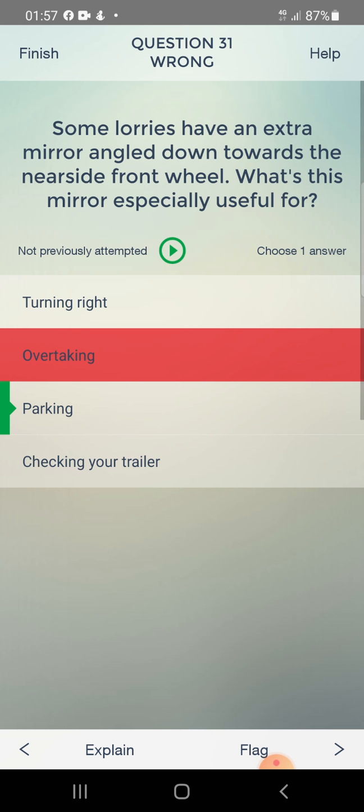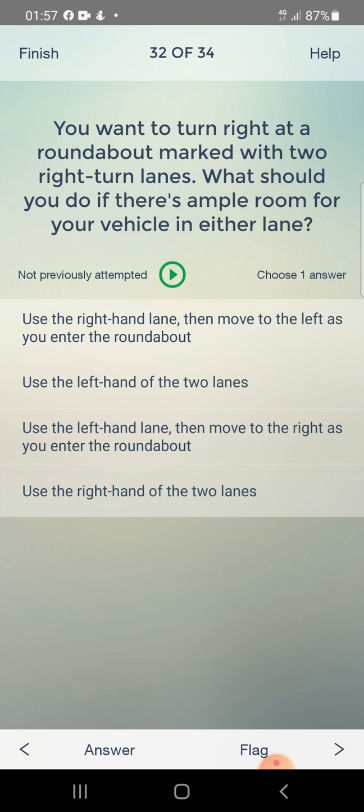No, parking. You want to turn right at a roundabout marked with two right turn lanes. What should you do if there's ample room for your vehicle in either lane? Use the right hand lane, then move to the left as you enter the roundabout. Use the left hand of the two lanes. Use the left hand lane, then move to the right as you enter the roundabout. Use the right hand lane of the two lanes.